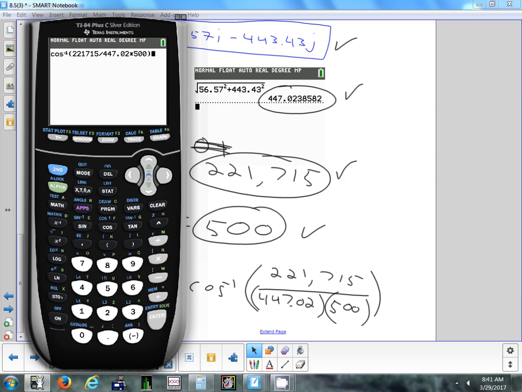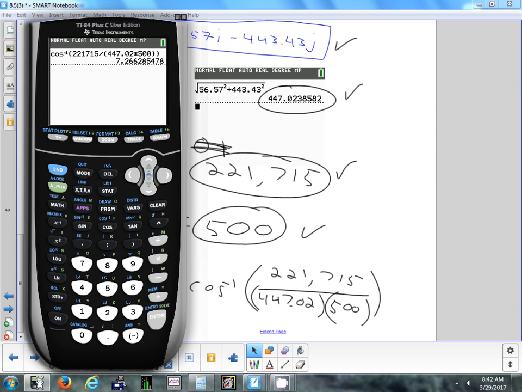Now, you know what? I don't trust the calculator. I'm going to put parentheses in. If you have a calculator and try it without, let me know if you get the same answer. Now it'll do the denominator first, and then the inverse cosine. You didn't separate 221 and 715, so that's 20,000. That's a comma. Yeah, the dot product was 221,715.